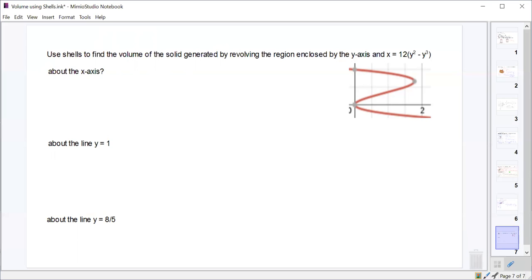So we have the function x equals 12 times y squared minus y cubed, which I've sketched the graph of right there. And we want to revolve that region that's enclosed between that function and the y-axis. So this section right here. And we're going to revolve it around the x-axis. So if we were to do that, we would sketch our typical rectangle.